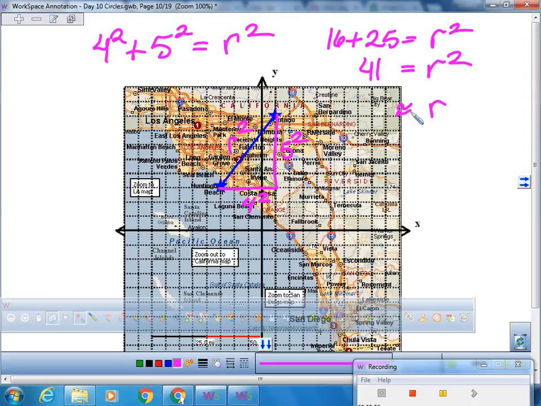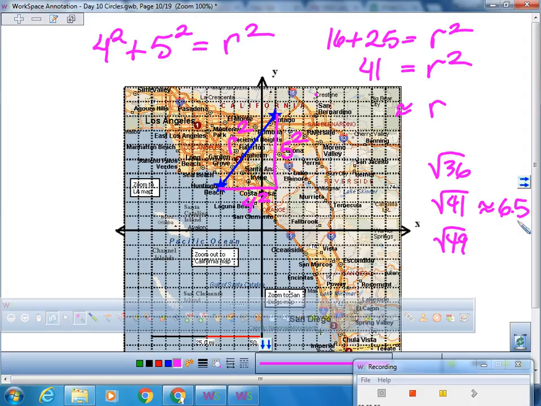Well, what's root 41? Can we estimate that? It can be a decimal. 6 point something. Where'd you get that number from? The square root of 36 is 6. The square root of 49 is 7. So 36 and 49, so it's got to be somewhere around 6.5. Sure. So this distance right here is 6.5. And that's all the new learning today.